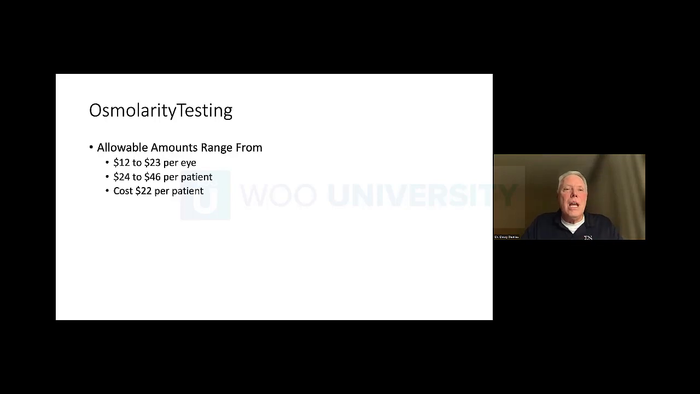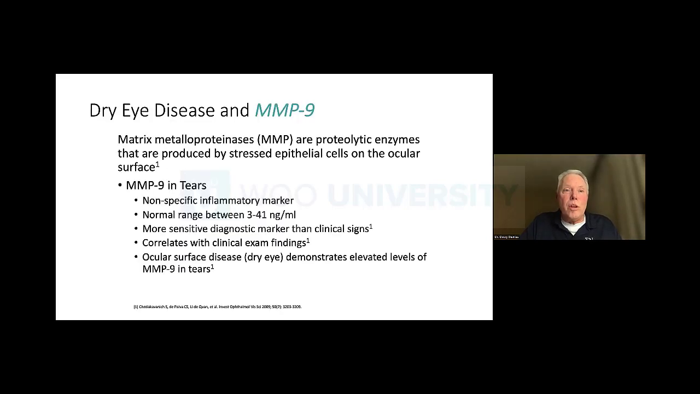So again, the allowable range that we have: the cost of buying the card is going to be about $22 for both eyes, but the reimbursement is going to be anywhere from $12 to $23. So that's $24 to $46. So it will generate a positive cash flow, but that's not the reason to do it. The reason is in helping you pinpoint, in giving the confidence in the patient, and maintaining their treatment.